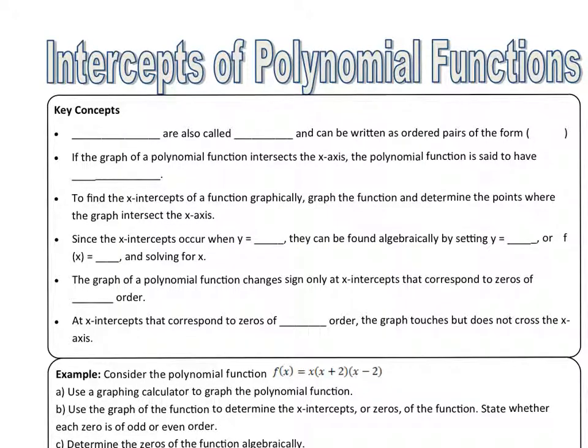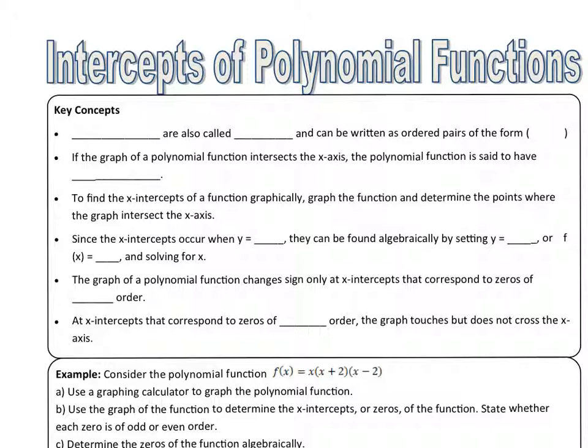Hey guys, so today we're going to talk about intercepts of polynomial functions. The last two lessons, where we were finding the factors and factoring the different polynomial functions, all lead up to us finding the intercepts of polynomial functions. So that's why those two lessons were really important. And if you've done quadratics before, I'm sure you've done something similar.